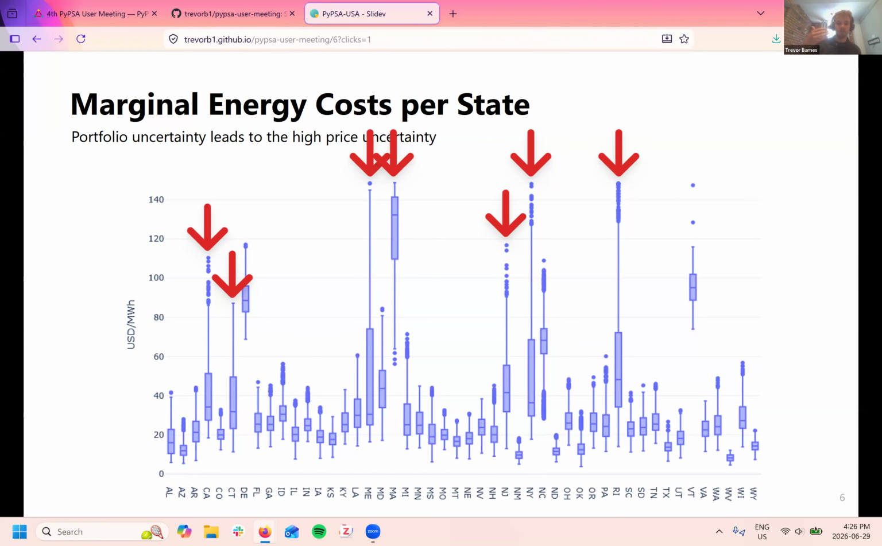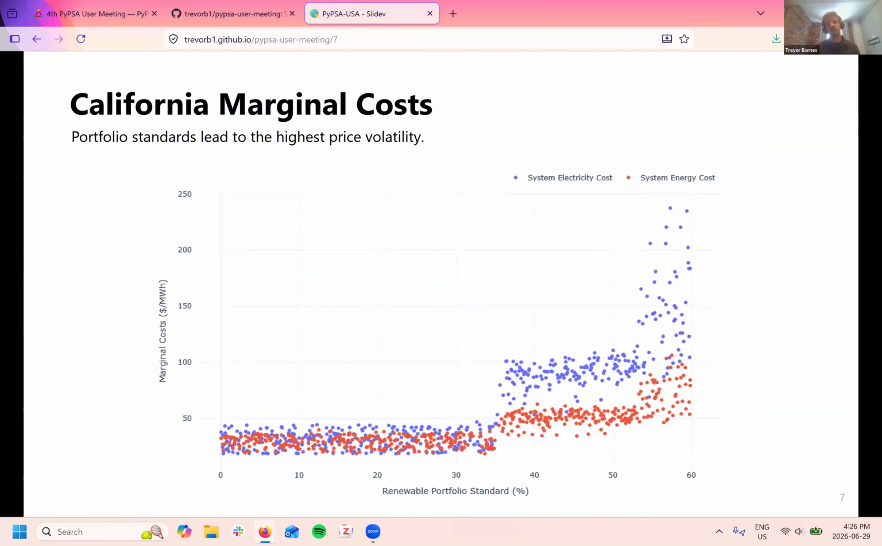And where this comes from, we can look at California, which gives a good example. So in this chart, I'm showing California during our uncertainty propagation phase, with renewable portfolio standard uncertainty on the bottom, so no policy all the way up to full policy for 2030, and then our y-axis is marginal costs.